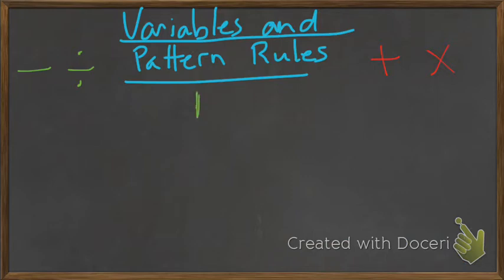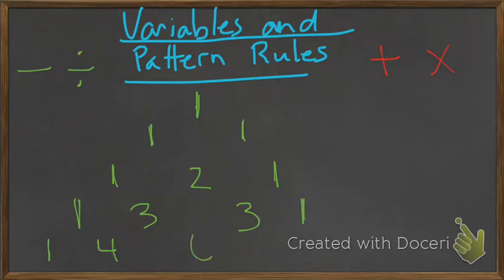I apologize. 1, 1, 1, 1, 1, 2, 2. Nope, I did that wrong as well. 2, 1, 1, 3, 3, 1, 1, 4, 6, 4, 1. All right, back to it.